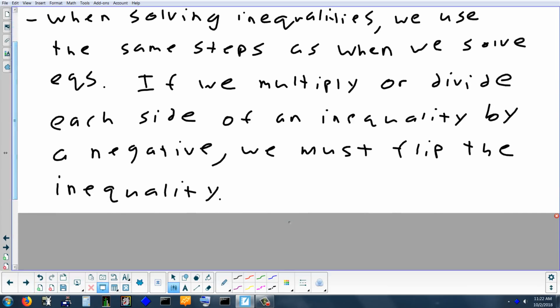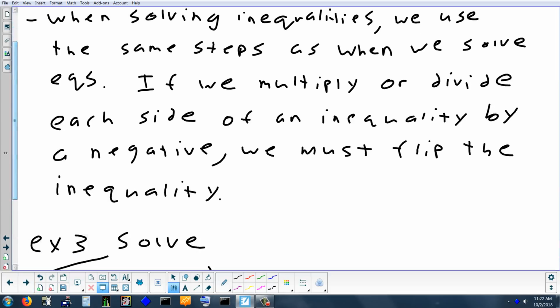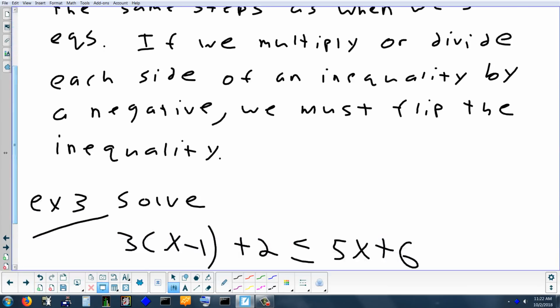Other than that, it's the exact same steps as solving an equation. Today we're going to focus on solving linear inequalities, so they're going to look like that. Tomorrow we'll look at solving quadratic inequalities. That's where factoring is going to be really important. So factoring is a real big part of tomorrow. Not today.